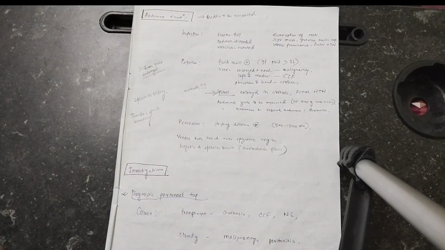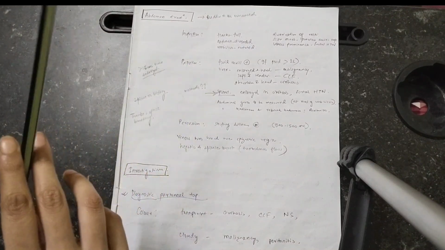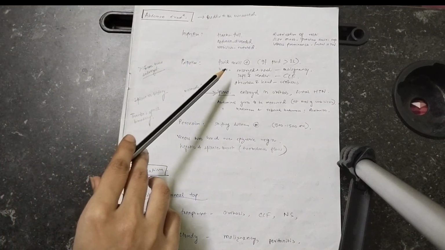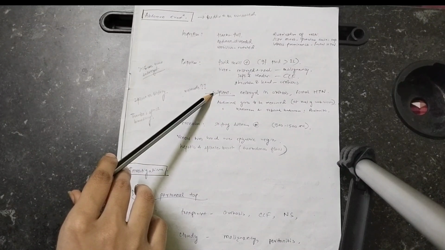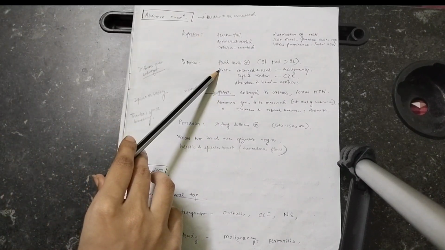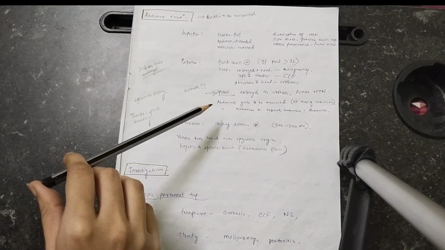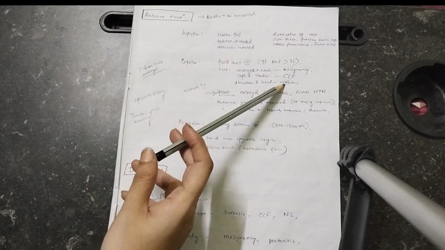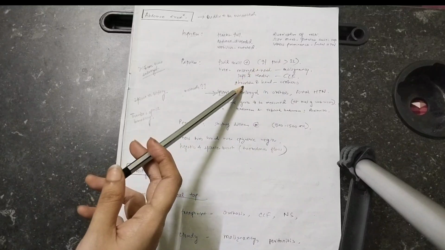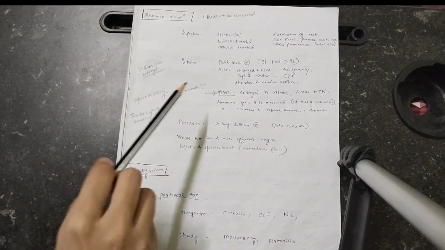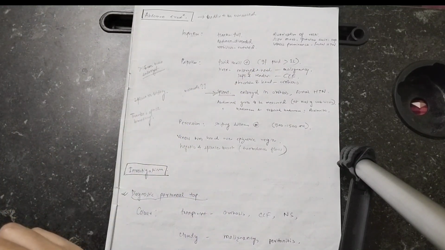If you do palpation, you get a fluid thrill, shifting dullness will be positive. Whenever you do palpation, please remember to elaborate on the liver and the spleen that you have found. In case of cirrhosis of liver, remember that the liver is soft and tender, and it is shrunken in size. I'm so sorry. In case of cirrhosis of liver, your liver will be shrunken and hard, not soft and tender, but hard. Spleen will obviously be enlarged in cirrhosis of liver.